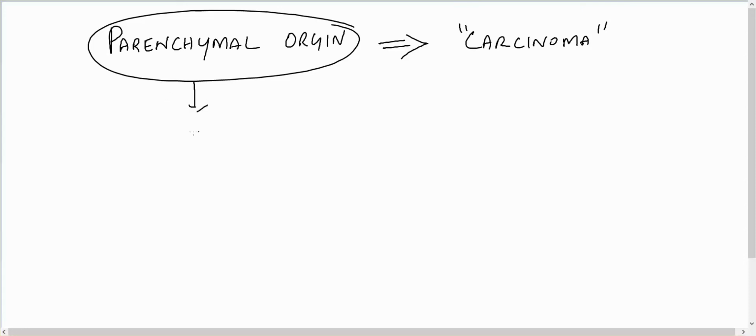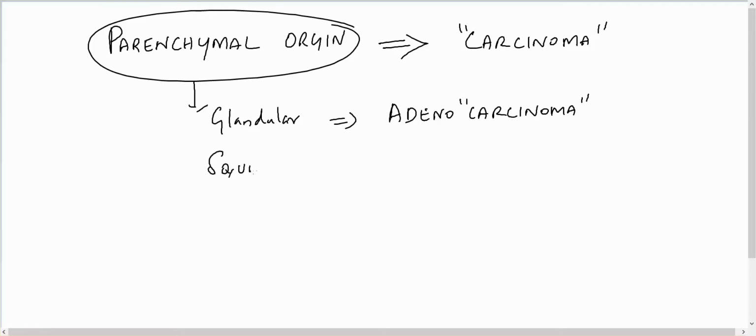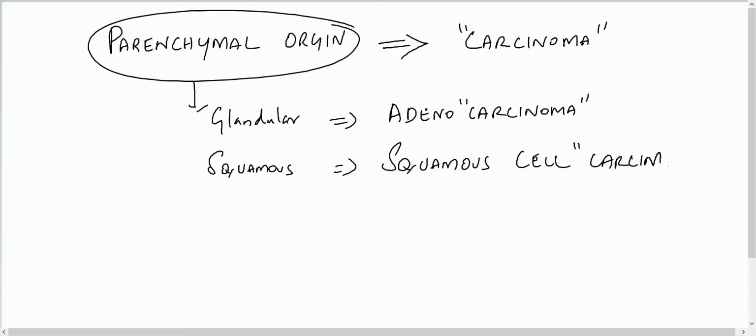If they form glandular structures, then we put the terminology adenocarcinoma, because it is a malignant tumor. If they form malignant squamous epithelial cells, we call it squamous cell carcinoma.